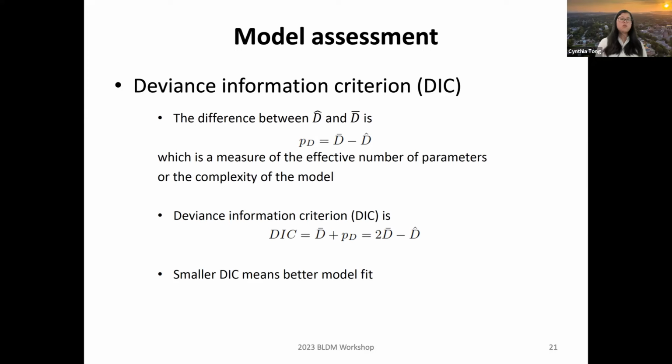Actually, it's also the complexity of the model. So DIC, the deviance information criterion, just equals d bar plus PD. Okay, so d bar is the deviance and PD is the model complexity. Since PD is d bar minus d hat, DIC also equals 2 times d bar minus d hat. And just like other information criteria like AIC and BIC, smaller DIC means a better model fit.